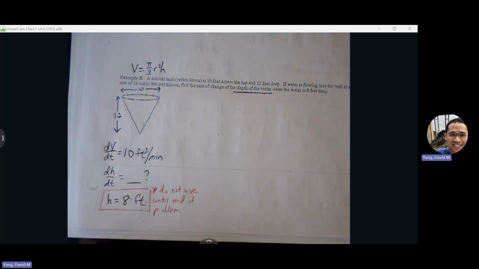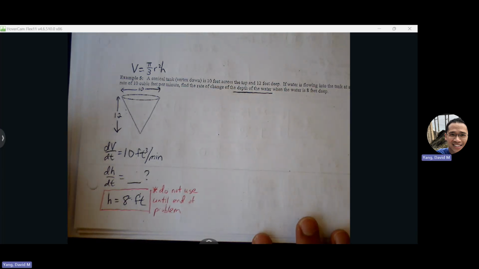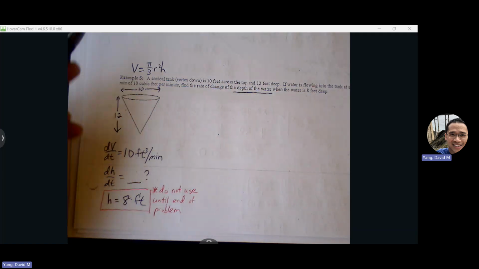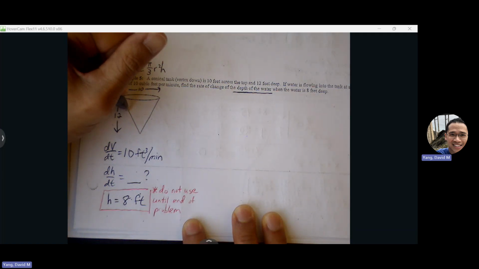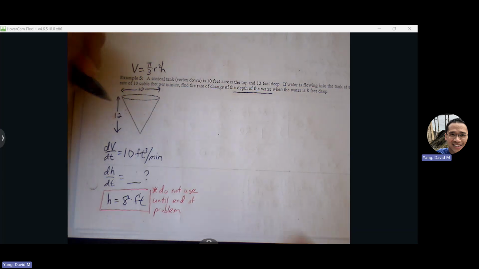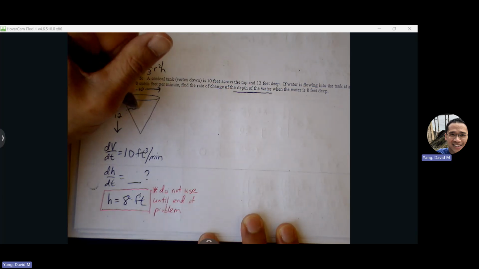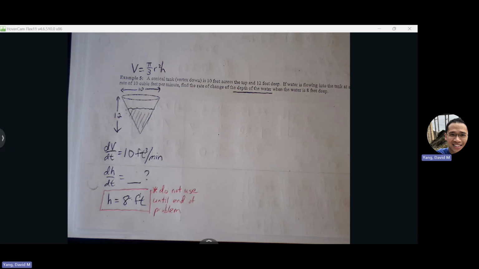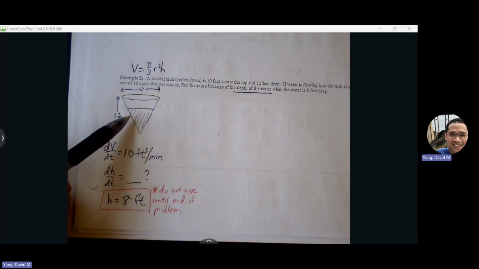I'll show why some students want to involve that 8 a little sooner than we need it. Okay, so the issue is that as water is coming to the tank, the radius... so we have a cone within a cone. There's a cone created by the tank, but then there's also a cone that is created by the water that's shaped by the tank. So there is a cone within a cone.